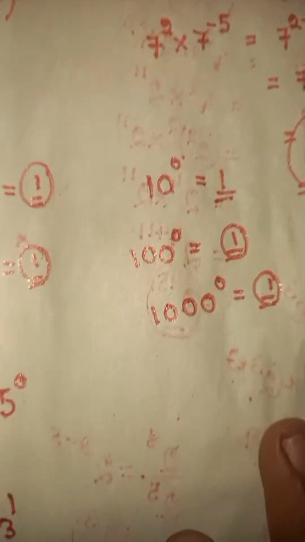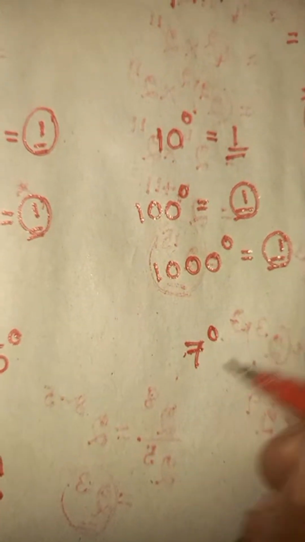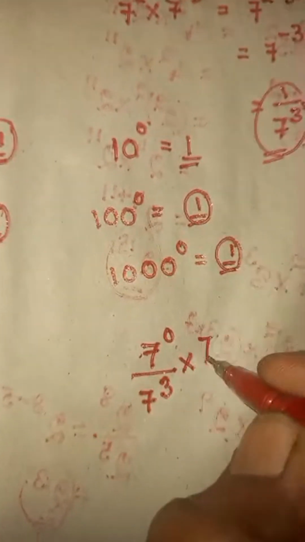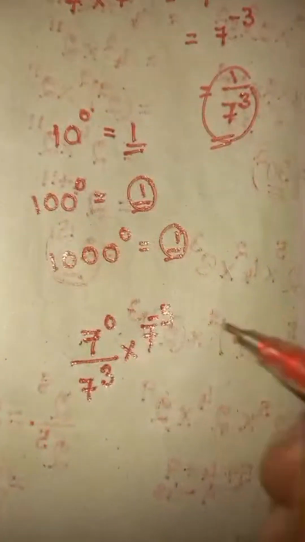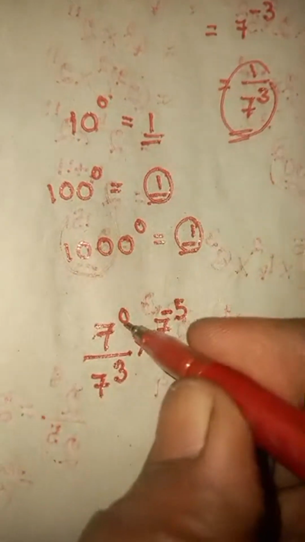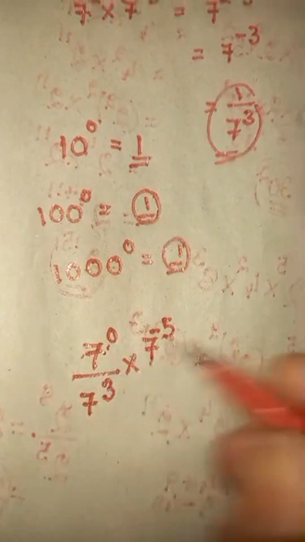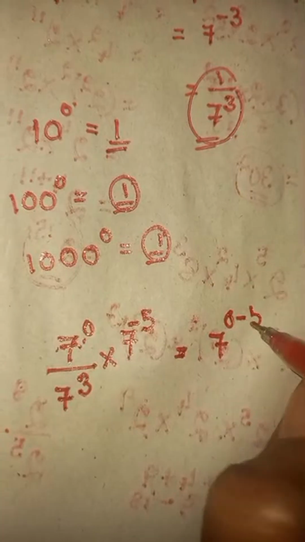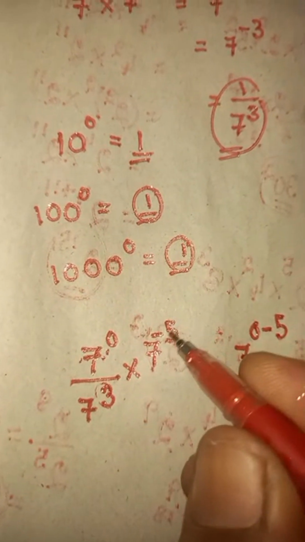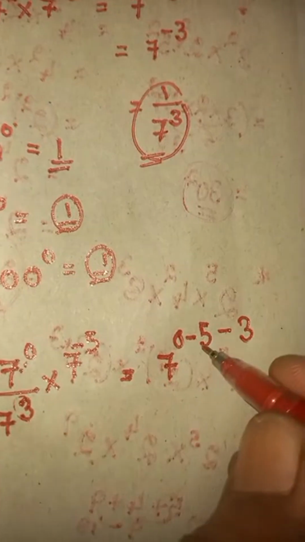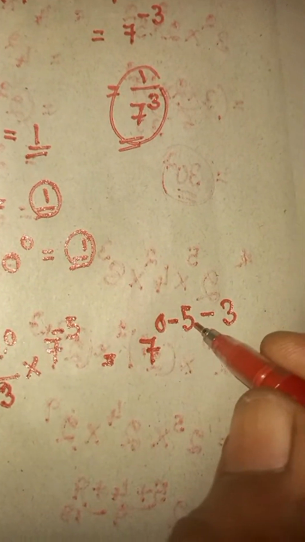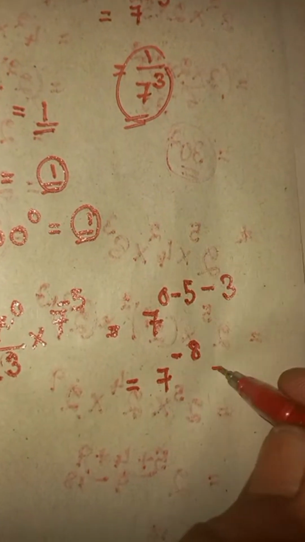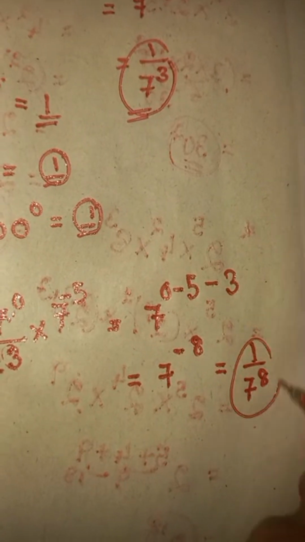Let's take one more problem. Here they are giving 7 power of 0 divided by 7 power of 3 times 7 power of minus 5. What is the value of this one? In all of them the base is 7, so take 7 as the common base. Add up the powers in the numerator, 0 minus 5. This 3 comes above, it becomes negative, minus 3. 0 minus 5 remains minus 5, minus 5 minus 3 becomes minus 8. So it is 7 power of minus 8, or you can simply write it as 1 by 7 power of 8.